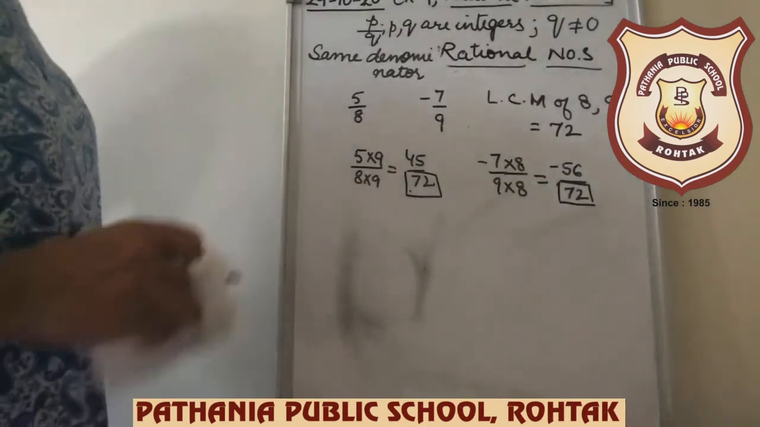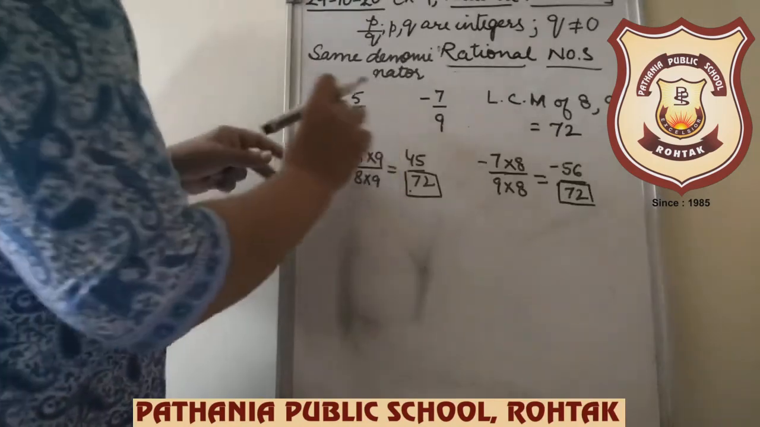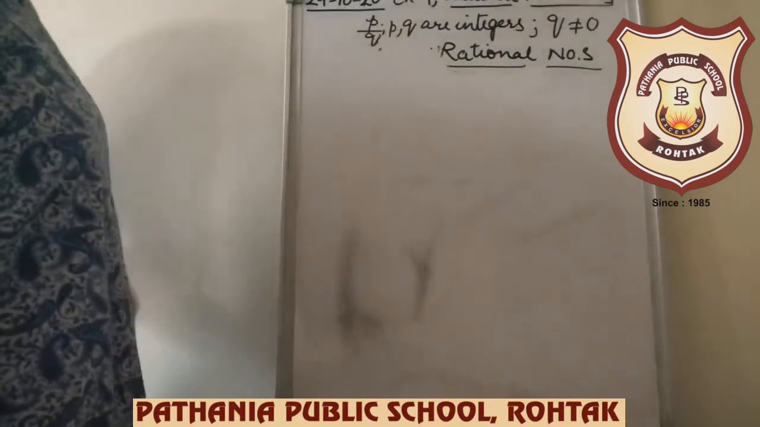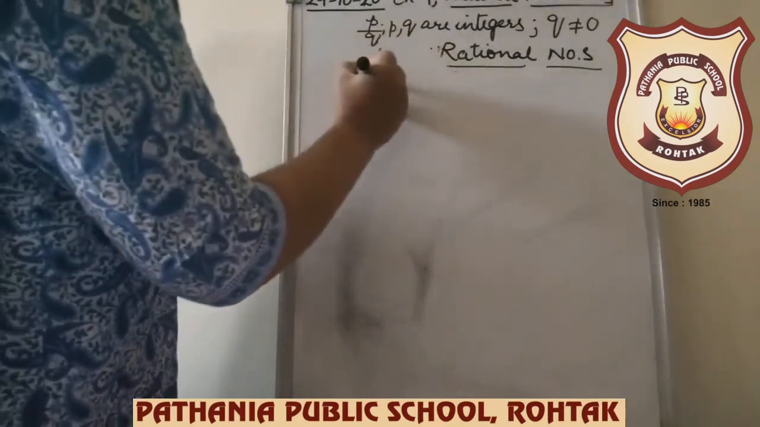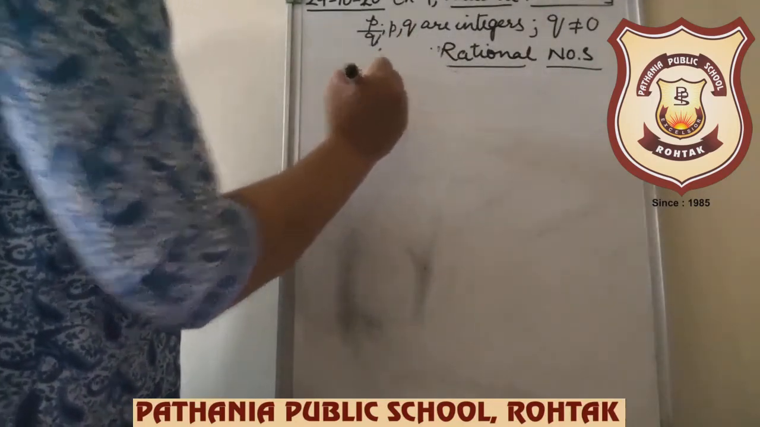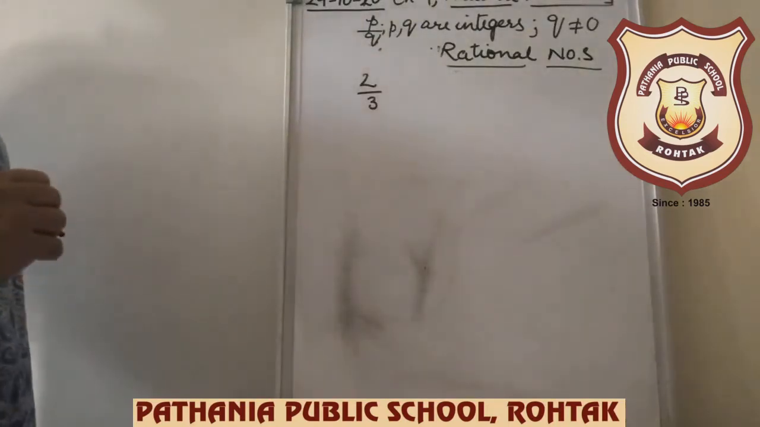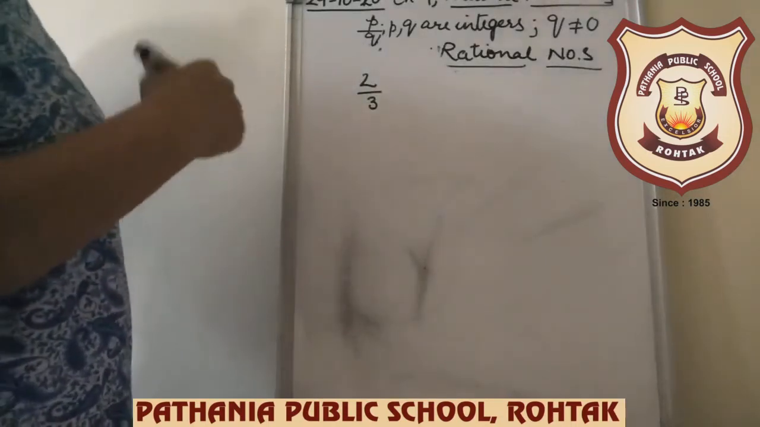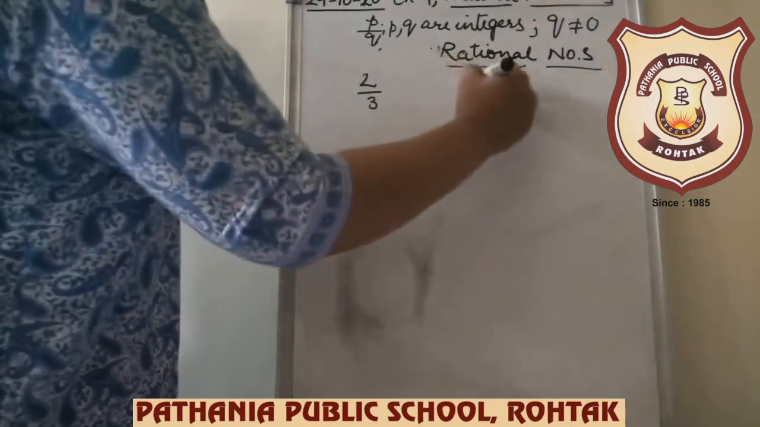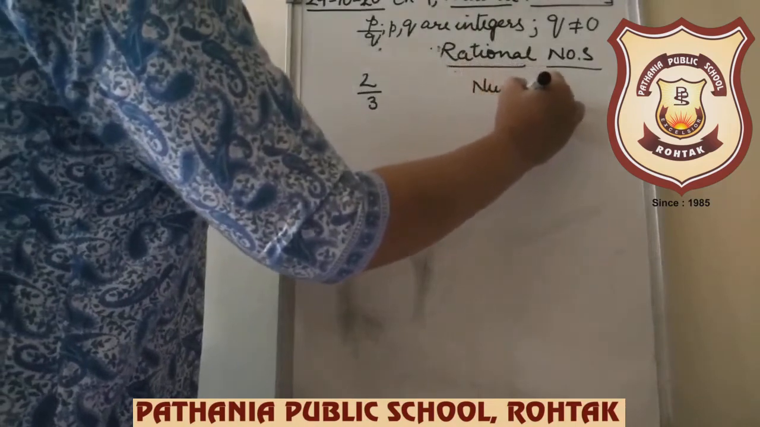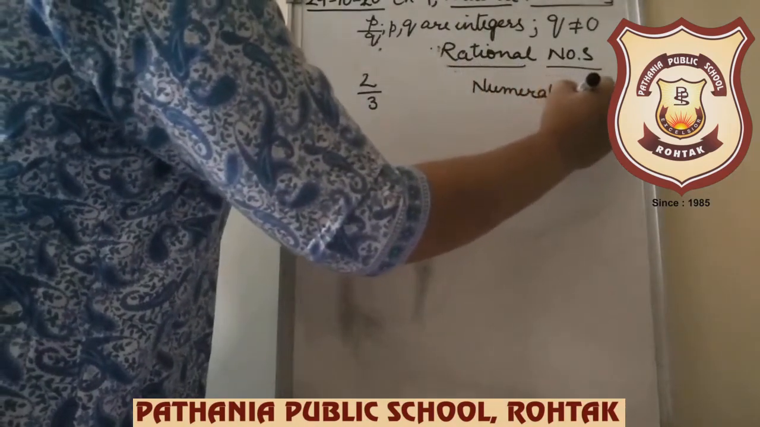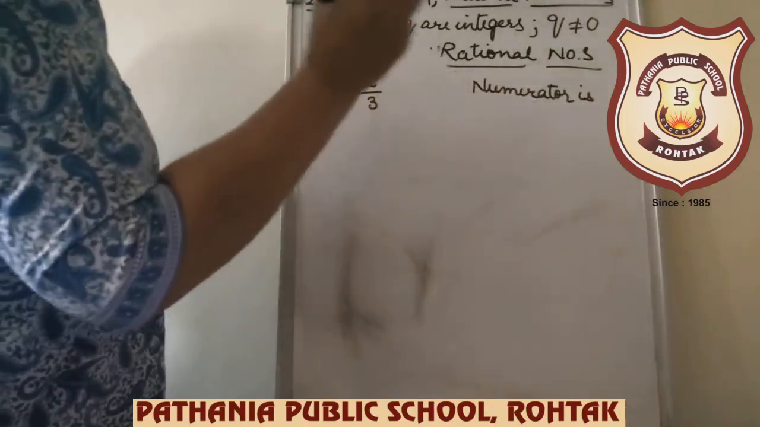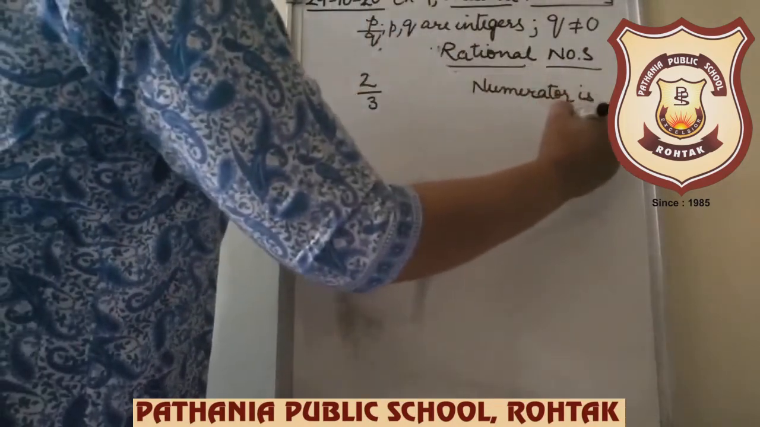Now if I give you a question, 2 upon 3 is a rational number. You have to write this rational number in such a way that the numerator becomes 18. The rational number is 2 upon 3 and the numerator will become 18.